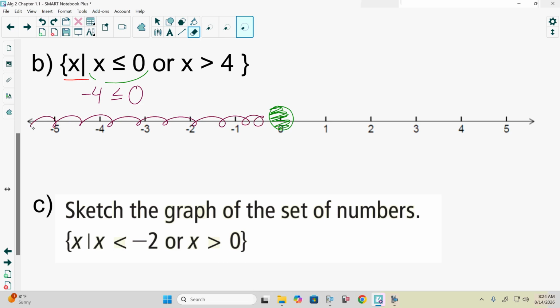So that's what I was talking about earlier with checking points. I picked a point that I think is the direction we should shade. 4 made a false statement, so it's not included. It should not be shaded with our x is less than or equal to 0. Negative 4 was, so we shade that direction. We shade towards it.